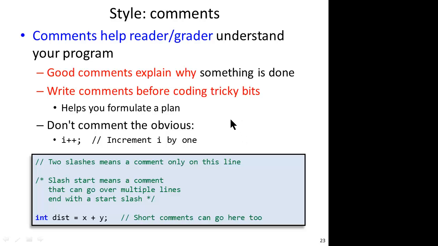I always recommend, if you're about to code something, you're trying to program a bit of your assignment and you're not quite sure what to type in there, it helps to write the comment first. If you write out in English what your plan is, you'll find it's a lot easier to write the code, and you'll probably write the code more correctly. Tricky bits of code always deserve some comments.